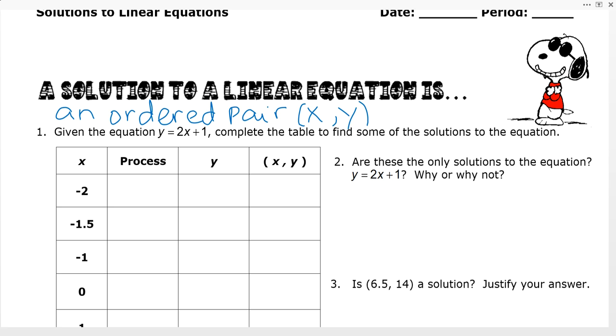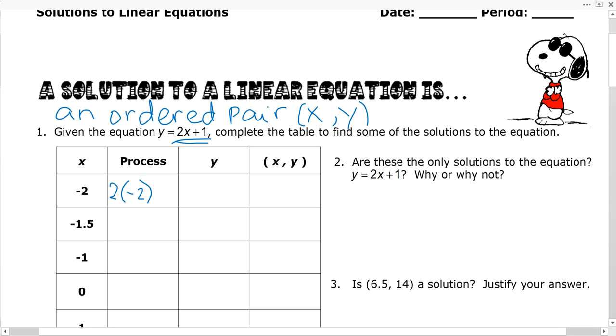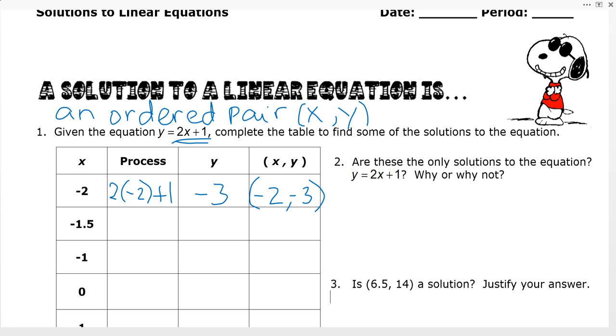So our process is 2x plus 1. We're going to substitute in -2 for x. So we're going to have 2 times -2 plus 1. So 2 times -2 is -4, plus 1 is -3. So the ordered pair would be -2, -3. Now I'm going to check and make sure I did that right. I did. Okay. We're going to keep doing that same process.